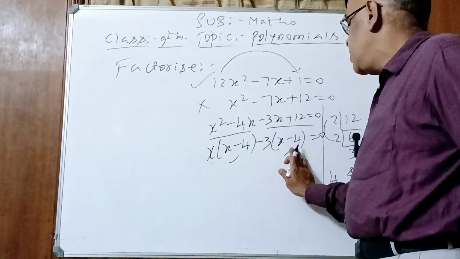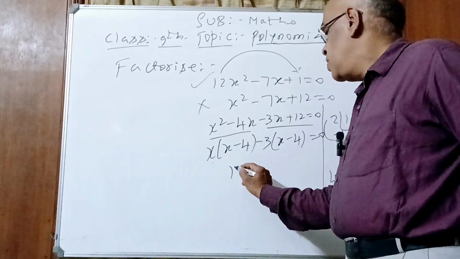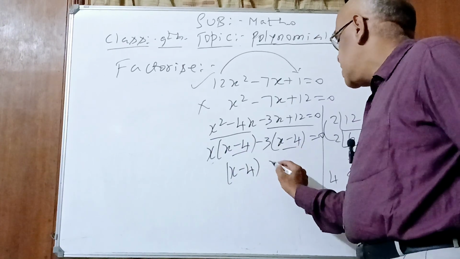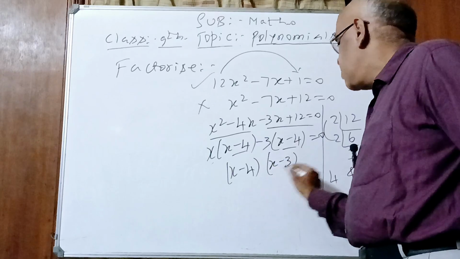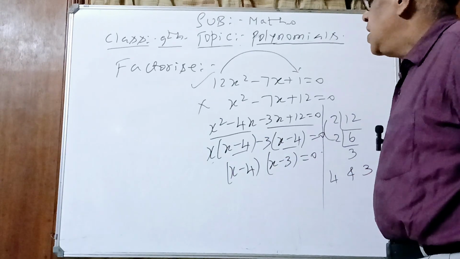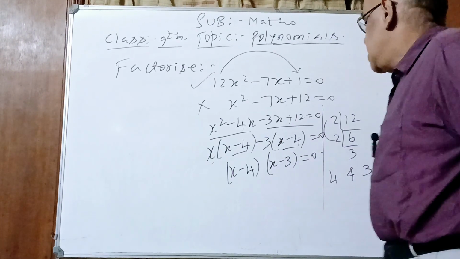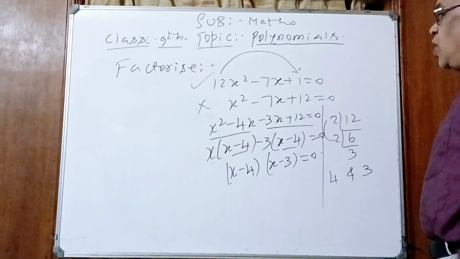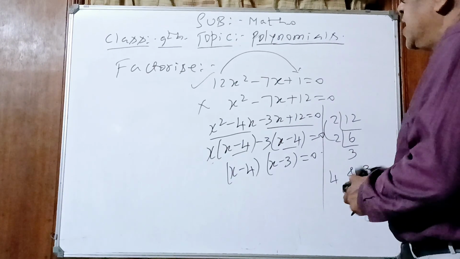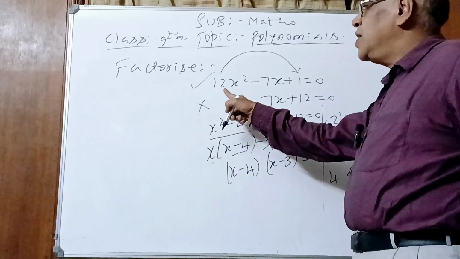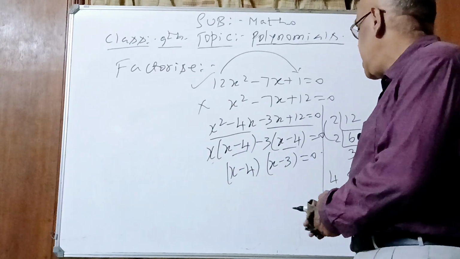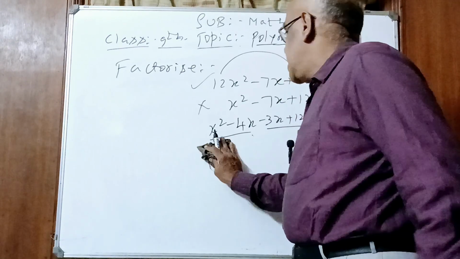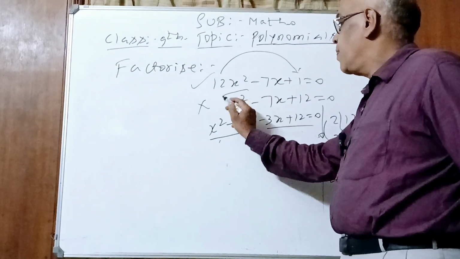Then take 3 common. See children, yes or no? One factor is x minus 4, which is common. The other factor is x minus 3. These, x minus 4 and x minus 3, are the factors. But I made a small mistake, children. What is that mistake I made? I said we should take the original equation. So this factorization is correct if this is the question.